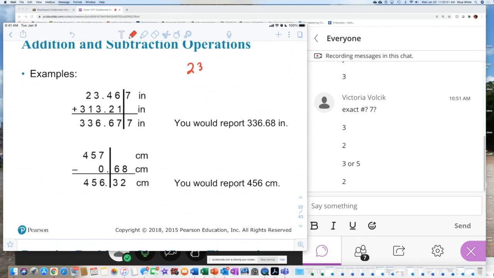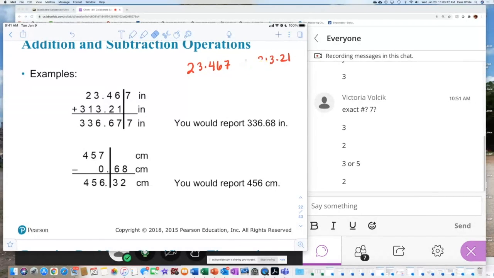So 23.467. So this may have been written like this, plus 313.21. The numbers may have been written side by side. We don't have the original question. But remember I said when you're adding or subtracting, line up. So when I say line up, I mean make sure your decimals are lined up vertically.